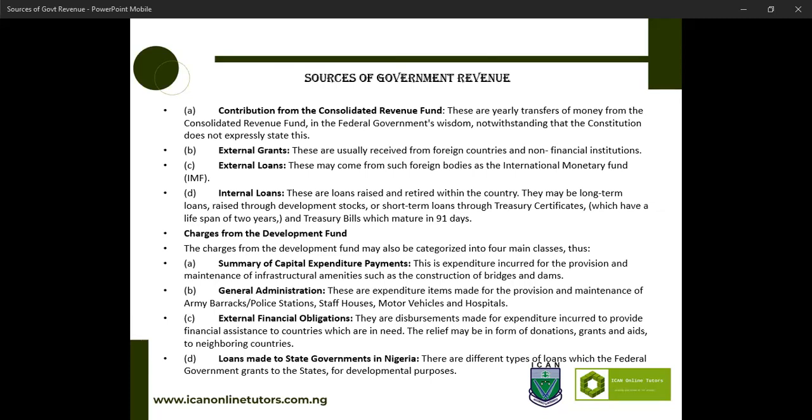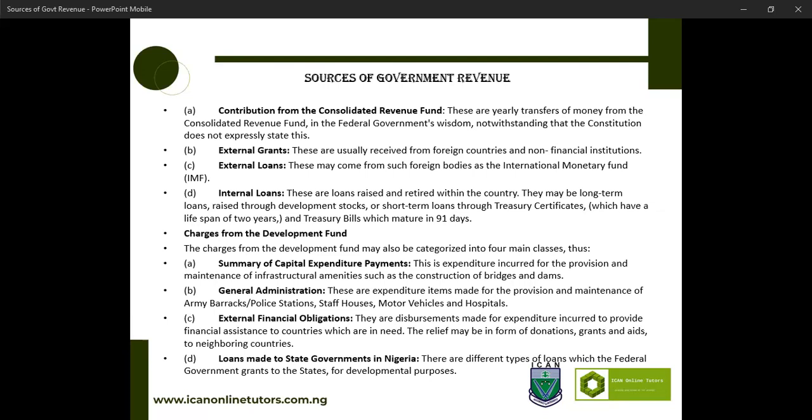We have general administration. These are expenditure items made for the provision and maintenance of army barracks, police stations, staff houses, motor vehicles, and hospitals. We have external financial obligations, and they are disbursements made for expenditure incurred to provide financial assistance to countries which are in need, as the government are also receiving from external grants, same as the expenditure from the development fund account to the countries that are in need of assistance. So the relief may be in form of donations, grants, and aids to neighboring countries.